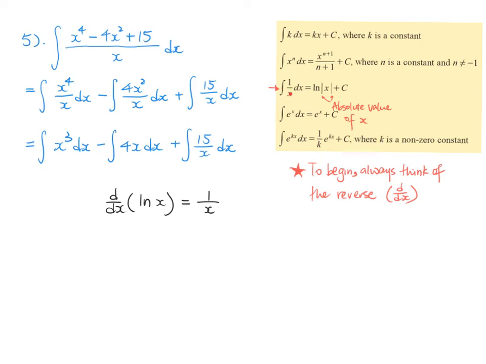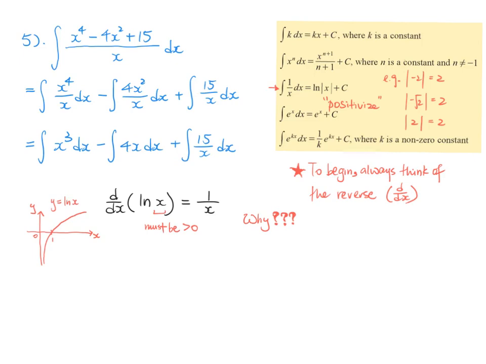But if you look at this integral of 1 over x dx, it's not just ln of x, but it's actually ln of the absolute value of x. So what this is doing is making whatever is inside positive. So for example, the absolute value of negative 2 is positive 2, the absolute value of negative square root of 2 is positive square root of 2, and the absolute value of positive 2 is still positive 2.